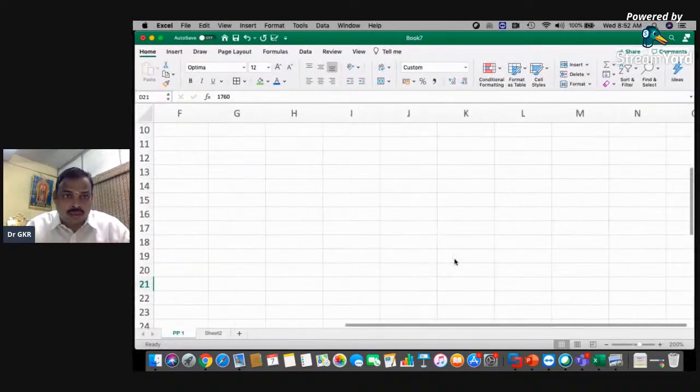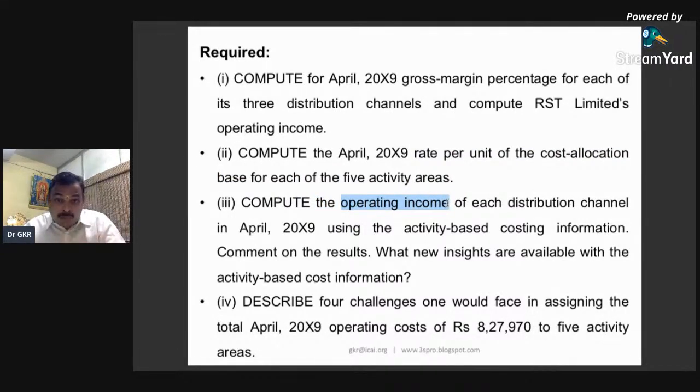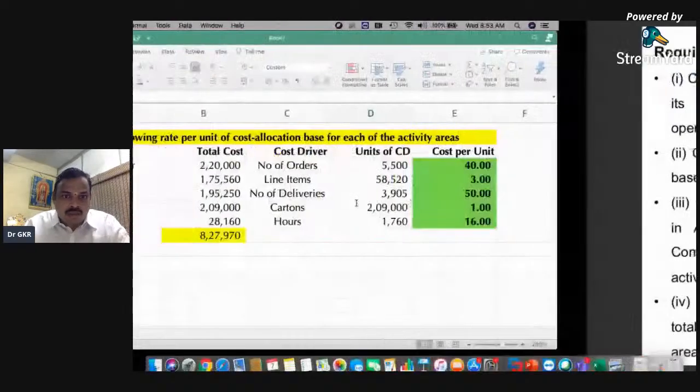Now what is your next question? Your next question is compute the operating income for each of the distribution channels. Operating income, please look at this. Operating income means net. Gross margin is different. Now I have to find the operating income for each of the distribution channels. So how many distribution channels? 3. For each of the distribution channels, you have to find the operating income, using the activity-based costing information, and comment on the results. What new insights are available with the activity-based cost information? Okay, which is very interesting. So let's see that.